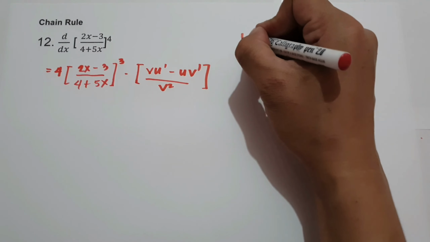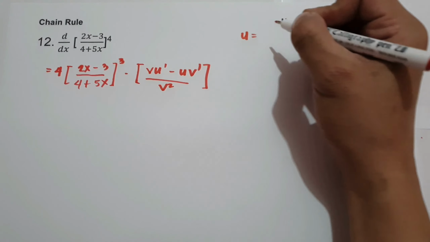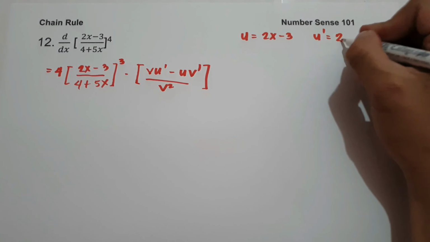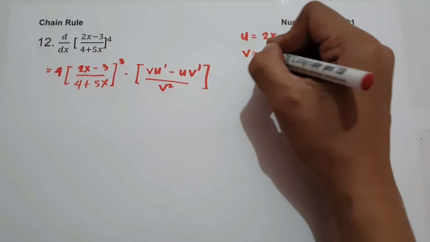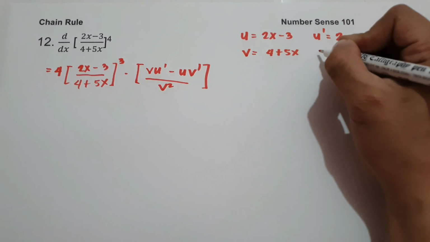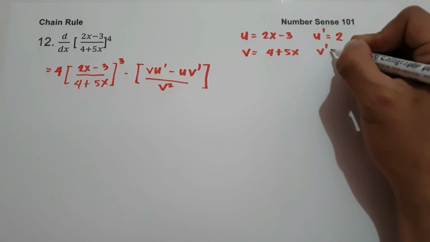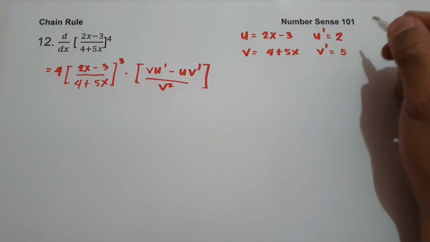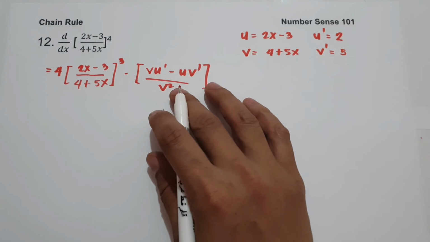So let us have the value of u, that is the numerator, and that is 2x minus 3. And u prime, that is the derivative of 2x minus 3, so we have 2. And then v, that is the denominator, so we have 4 plus 5x. And v prime, that is the derivative of 4 plus 5x, and that is 5. So let us substitute this one to the formula.